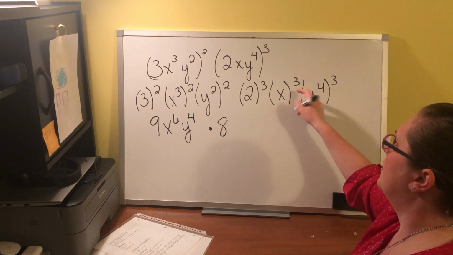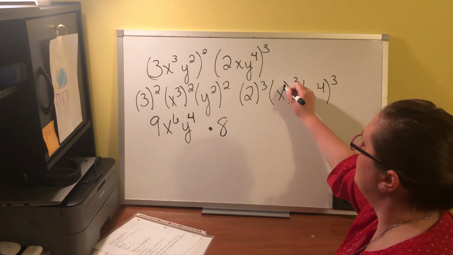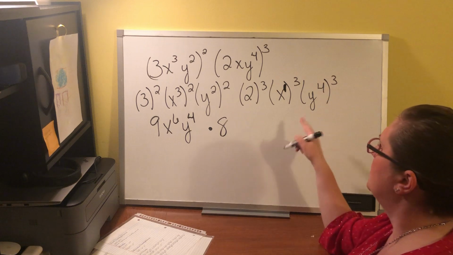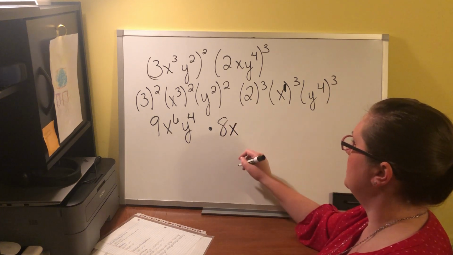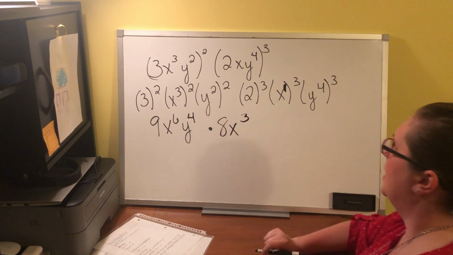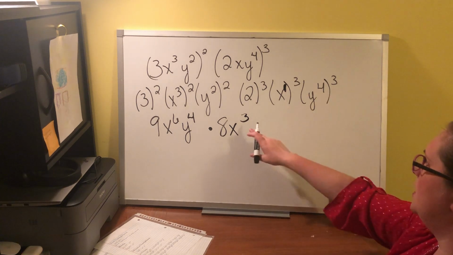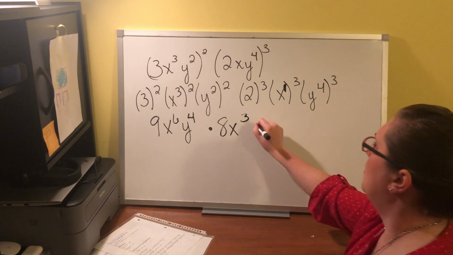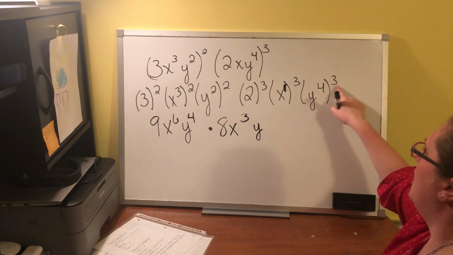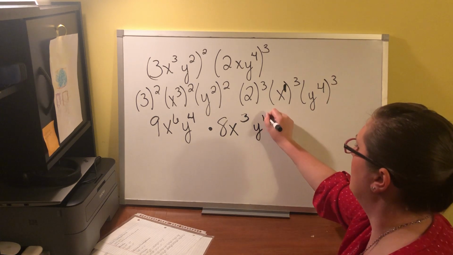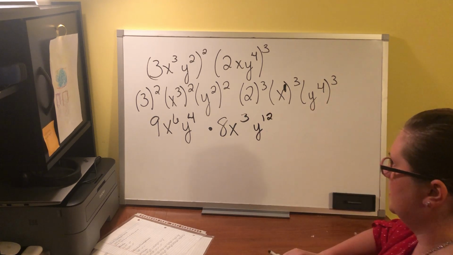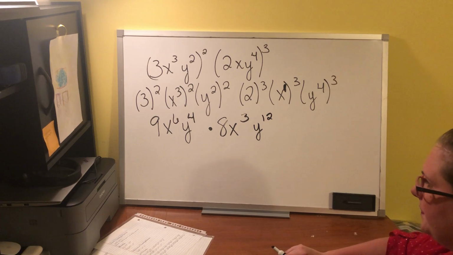Now I have x in the third. So remember, if there's no number there, it has to be a 1. So it's a power raised to a power, so we're multiplying. So that becomes x cubed, right? 1 times 3 is 3. Here with our y, I still have a power raised to a power. We're multiplying. 4 times 3 gives us 12, okay?